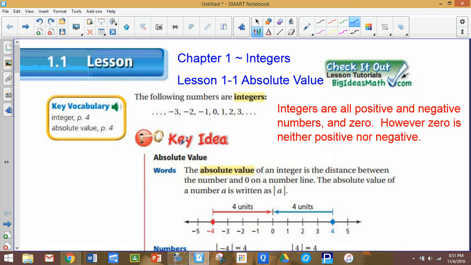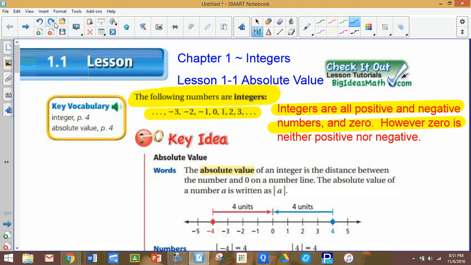Okay, today's lesson is lesson 1-1, absolute value, which is the first lesson in chapter 1, integers. The following numbers are considered integers: -3, -2, -1, 0, 1, 2, 3, and the dot dot dots mean it goes on. It means it does continue on.